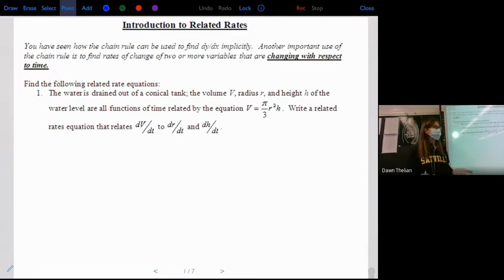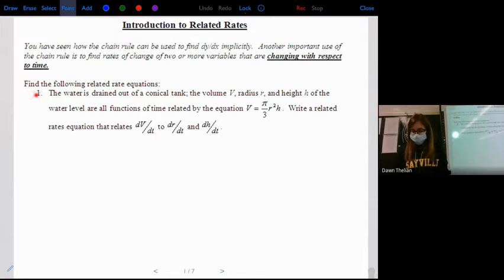So if we take the derivative with respect to time, then any variable that is not t, you need to apply the chain rule to and multiply by the derivative with respect to time of that variable. The first two examples are not giving us numbers to plug in. We're just practicing getting this derivative with respect to time. So let's take a look at number 1.